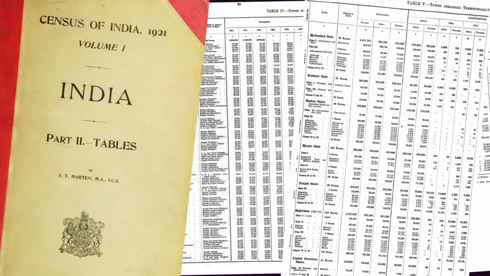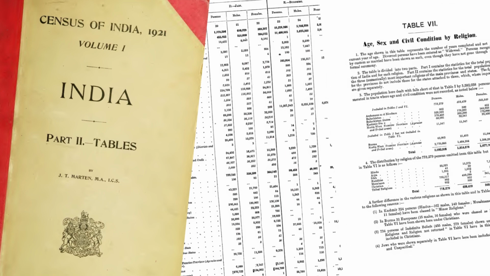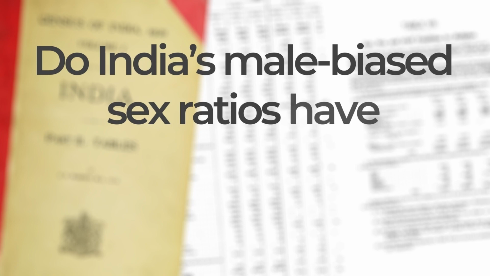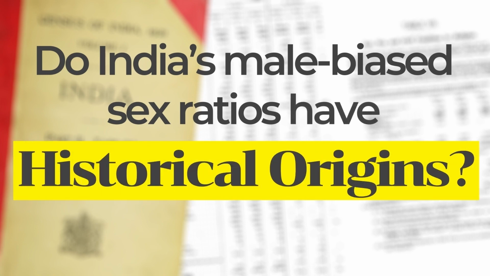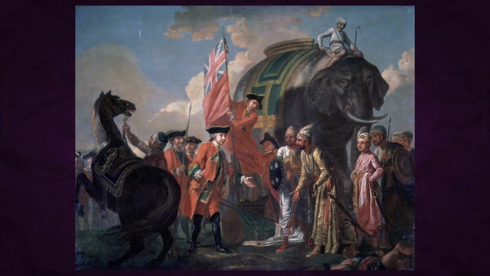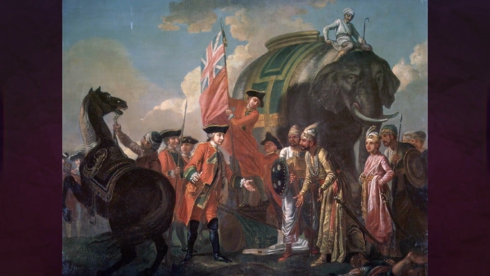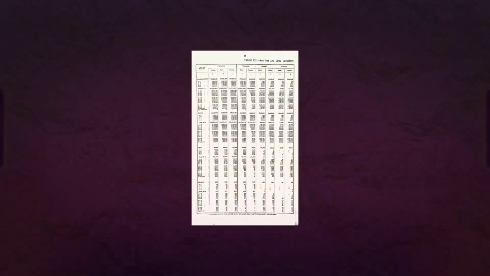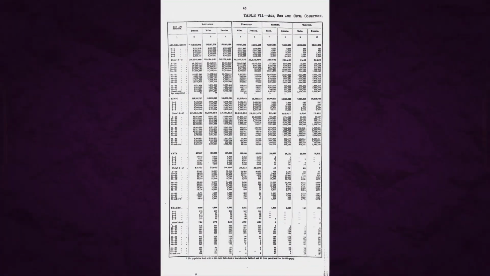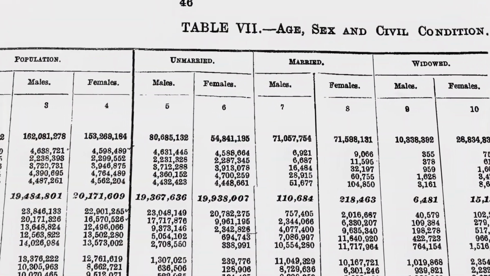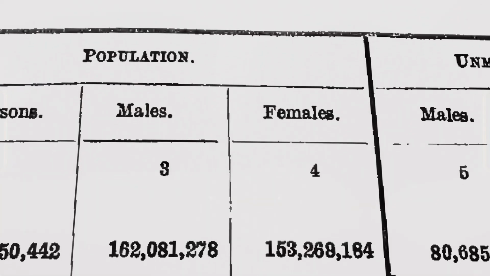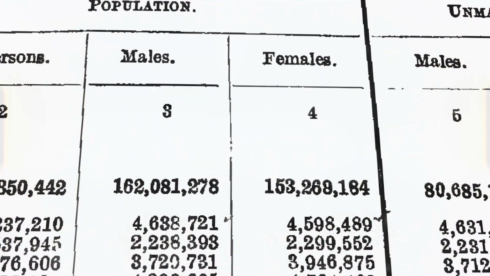We looked at the Indian census data from the colonial period, 1881 to 1931, to find out whether India's male-biased sex ratios have historical origins. During the colonial rule, the British government created a system to count the Indian population every 10 years. What's clear from looking at this data is that the spatial patterns in the sex ratios that existed in colonial India are still found today.